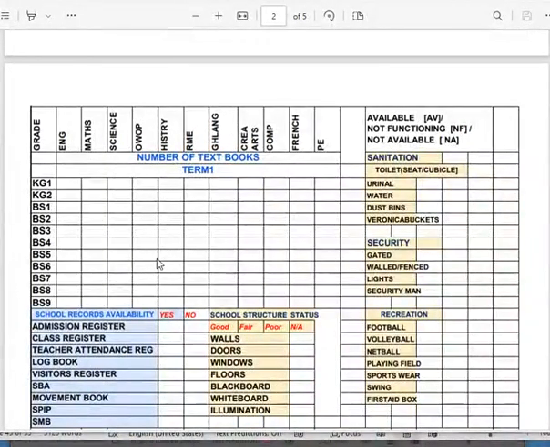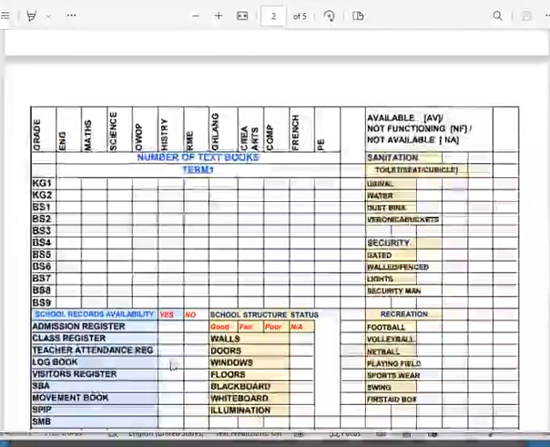Then when you are done, you move on to school records availability. So admission register, is it available? If it is available, you have one, you indicate yes. If you don't have, you say no. Class register, if you have, say yes. If you don't have, no. Teacher attendance register, yes or no. You tick appropriately. Logbook, do you have a logbook in the school? Yes, no. Visitors register, yes, no.